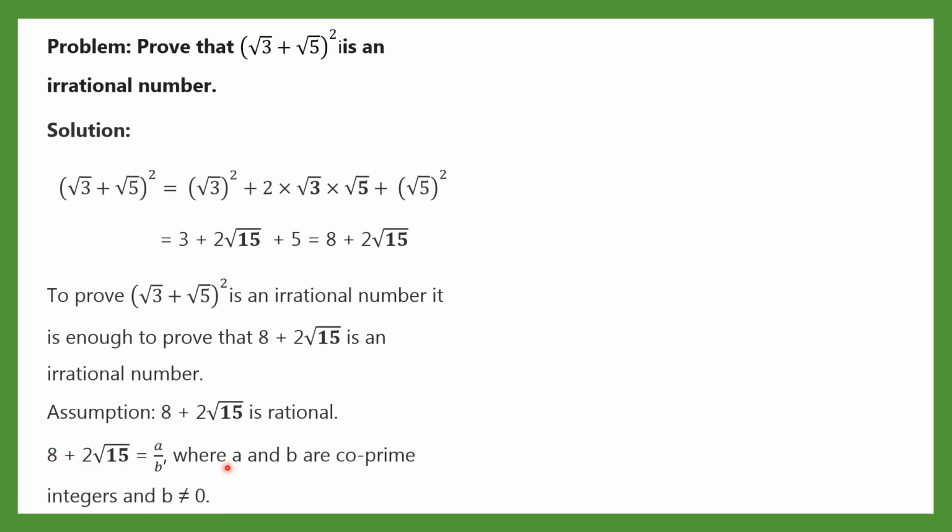You can take 8 to right side. Actually, the irrational part is 2 root 15. It already has a plus sign. Let's take the other numbers to right side. Now 2 root 15 is equal to a by b minus 8. Go for the LCM. We will get a minus 8b by b.